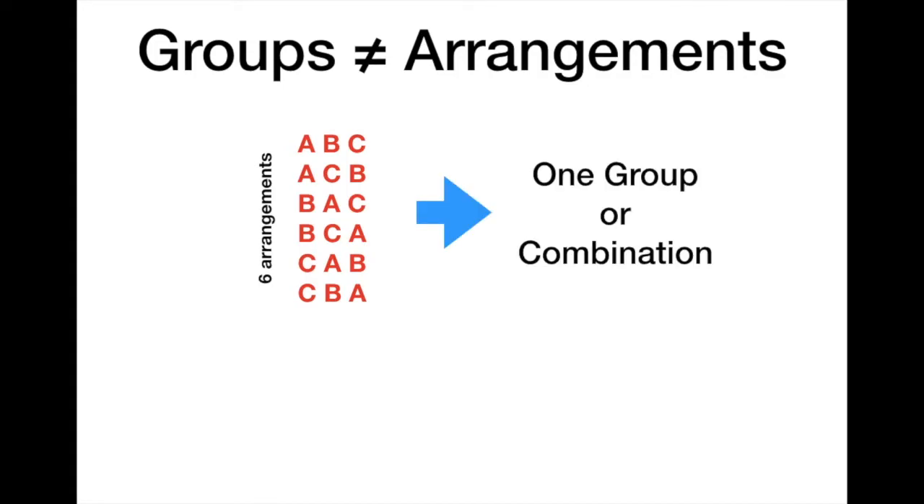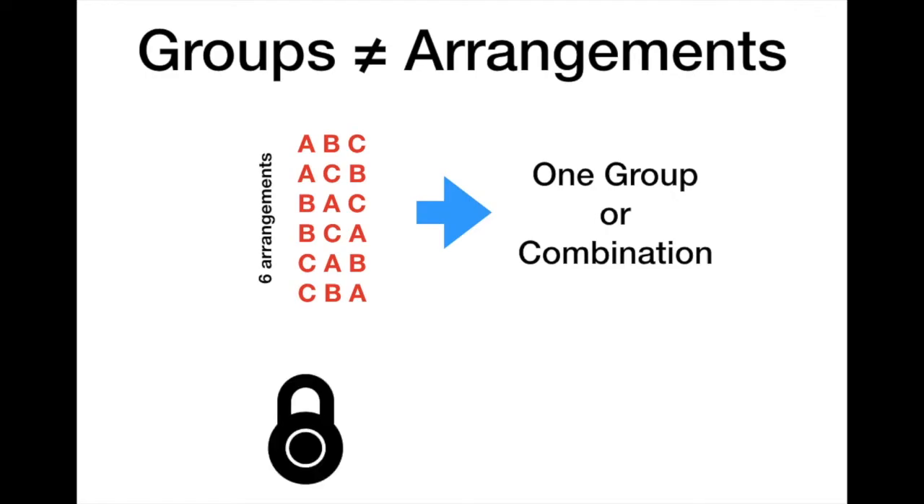Quick sidebar on what we're talking about here. When I want to talk about groups of hats, I'm not talking about arrangements. Here's what I mean. Here are 6 arrangements of 3 letters, A, B, and C. There are 6 different ways to arrange them, but there's really only one group of these letters. This all represents the same group or same combination of the letters. It doesn't matter the order that they're in.